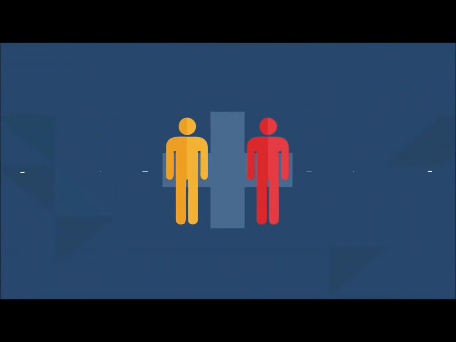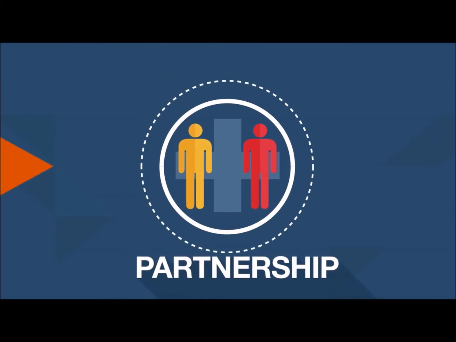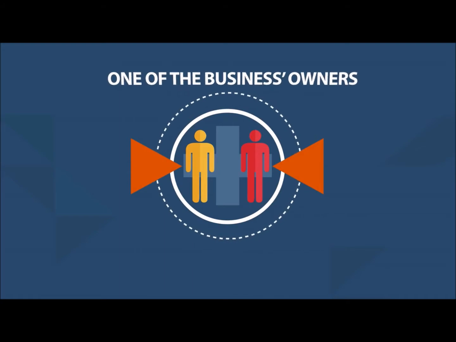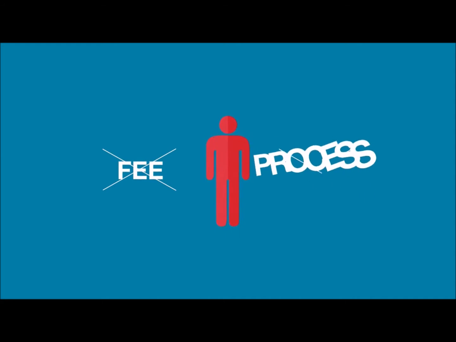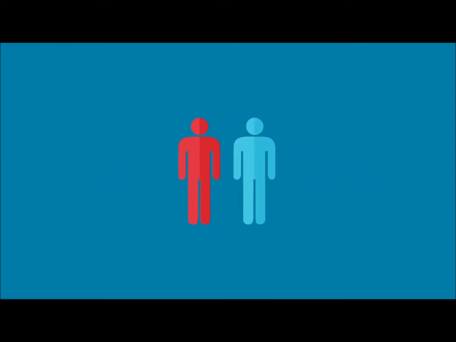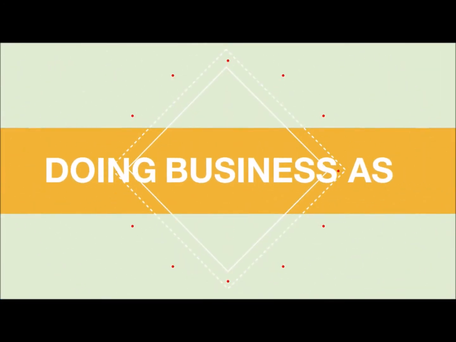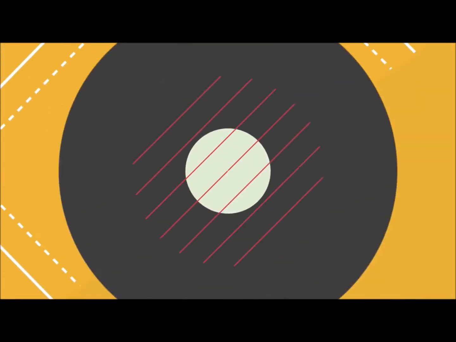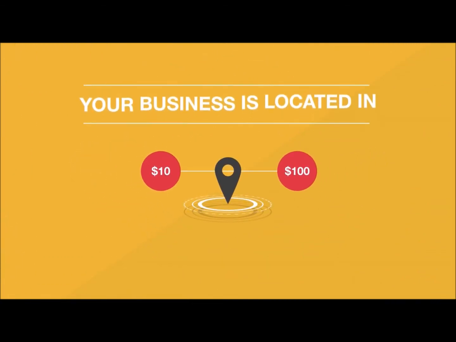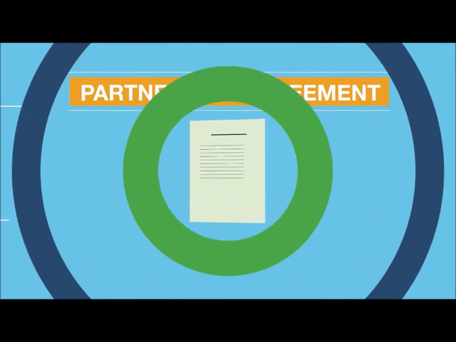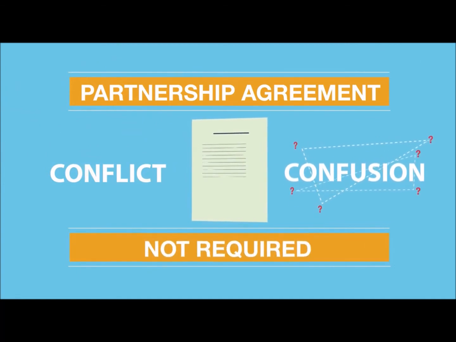Anytime 2 or more people run a business together for profit, it's an official partnership. In a partnership, each partner is considered to be one of the business's owners. Partnerships are generally pretty easy to set up. There is no fee or process to form a partnership. You just need a partner and to start making sales. You'll also need a DBA, doing business as, if you want to use a trade name. This usually ranges between $10 and $100 depending on the county your business is located in. And lastly, a partnership agreement is recommended in order to minimize conflict or confusion down the line, but not required.